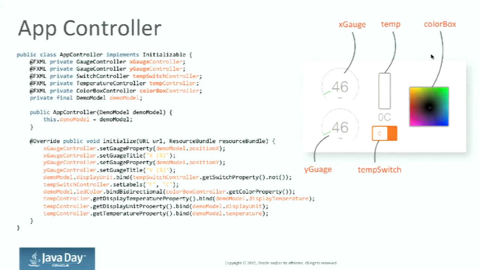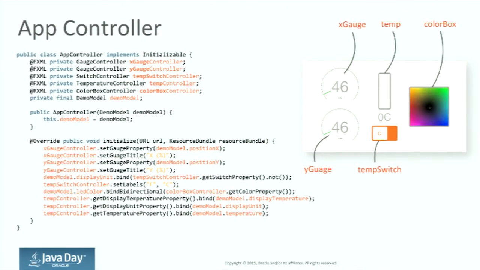So in my controller class for my whole application, this is where I can now connect all of those little components and their controller classes up to my data model that we already talked about. Here, all I have to do is bind the properties of those various different guys up to my model. So if we look at one particular line here, we have data model LED color bound in a bidirectional way to the color box controller's model. So this is really nice.